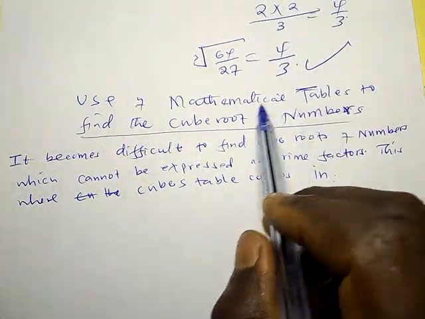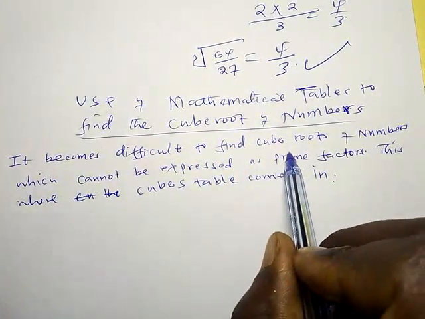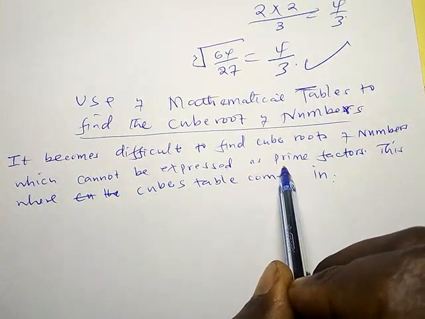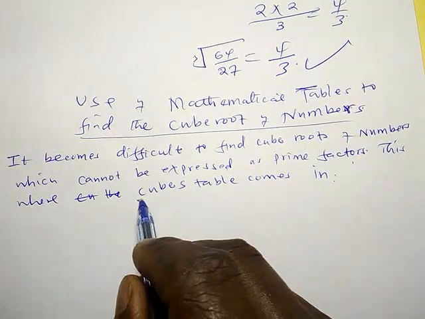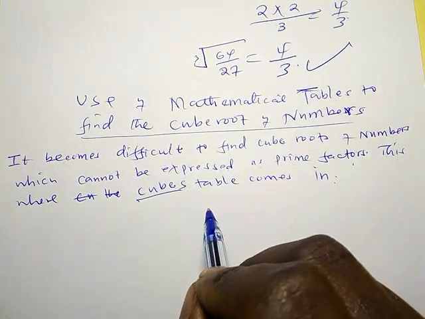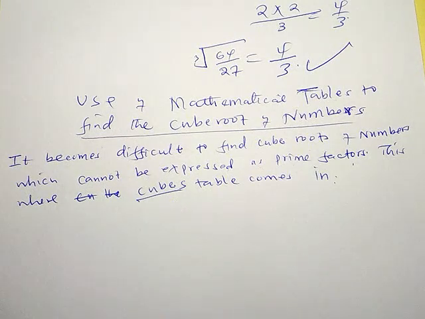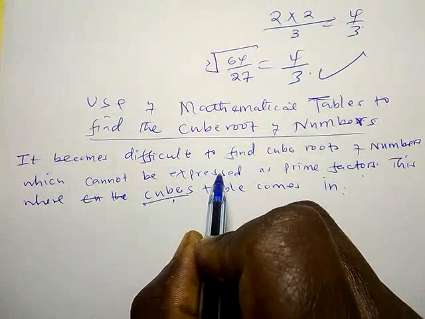Use of mathematical table to find the cube root of numbers. It seems to be very difficult to find a cube root of a number which you cannot express as the product of its prime factors. Therefore, the table of cubes comes in and helps us to find the cube roots of those numbers that we cannot express in terms of the prime factors. We don't have a table of cube roots, but we have the table of cubes. So we are going to use the table of cubes to obtain the cube roots.